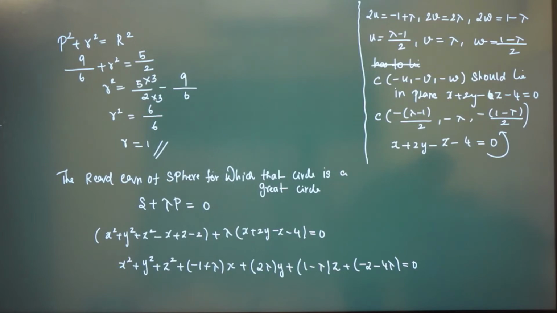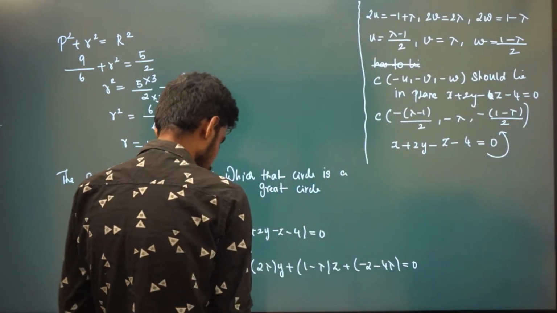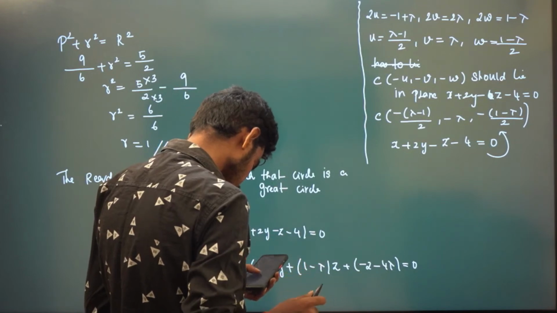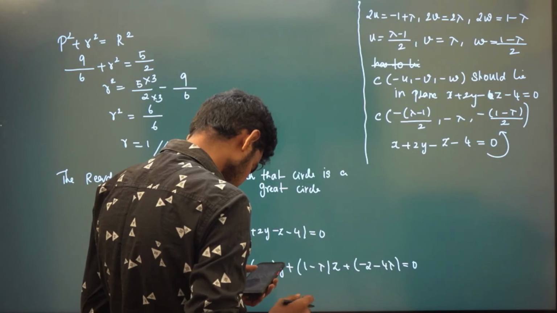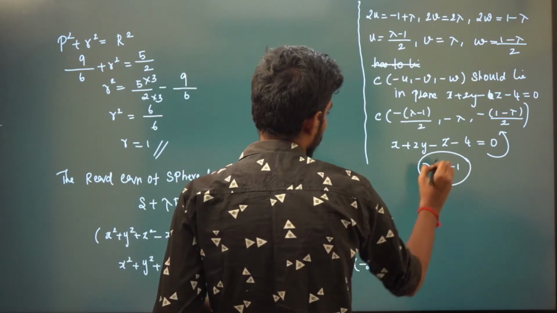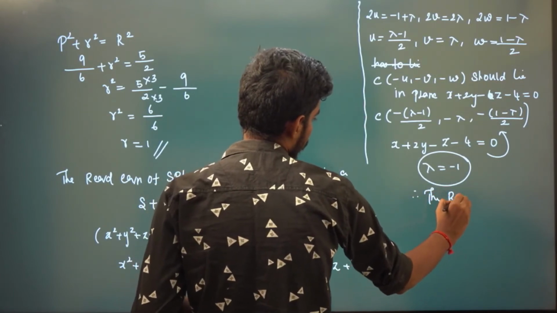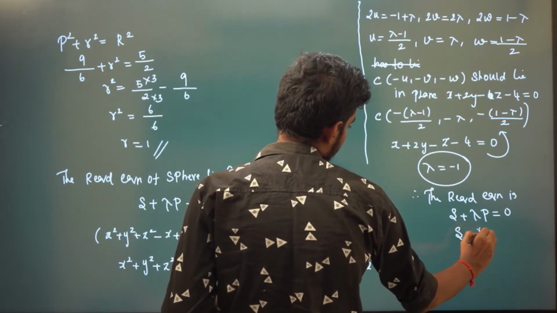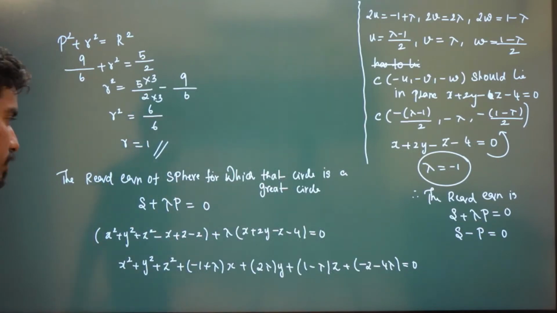So the only idea is you just write S plus lambda P as the required equation. Find the center using the formula minus u, minus v, minus w, and make use of the condition that the center has to lie in the plane. Find the value of lambda and substitute back here. So you will get lambda to be equal to minus 1, right? So therefore the required equation is S plus lambda P is equal to 0. So S minus P is equal to 0. So you know S, you know P, just subtract this, right? Or you can also put lambda to be minus 1 here.